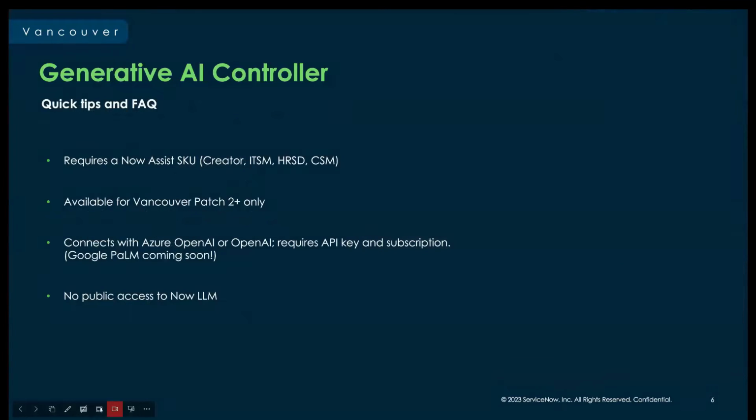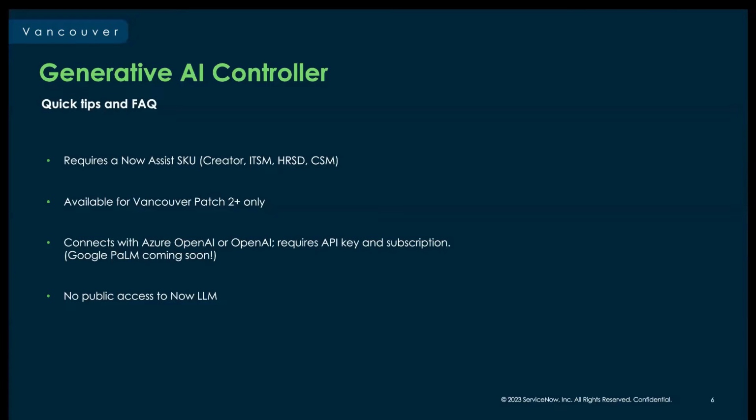So some general quick tips and FAQs before we get started. First off, the generative AI controller requires a Now Assist SKU. All right, so talk to your account rep or talk to your ServiceNow platform owner if you want to use the controller. But we have some SKUs available. The controller is available in all of them. Once you purchase the SKU, you can download the controller. The controller is only available for Vancouver patch 2 and above. So you must be on a Vancouver patch 2 instance to use the controller. And then moving forward, of course, you'll be able to use it.